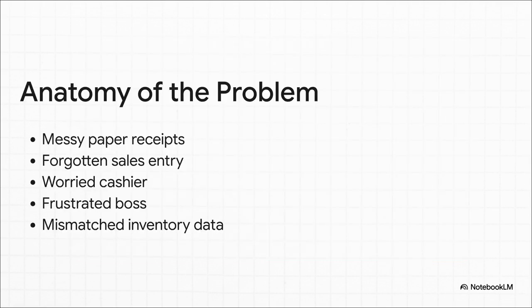And look at how they layer this feeling of chaos. It's not just one thing going wrong, right? You see the messy paper receipts, you see the human error of a forgotten sale, and you can almost feel the cashier's anxiety and the boss's frustration. It all builds up to that one core business problem. The data is wrong. It's just a perfect storm of small business stress all packed into a few seconds.